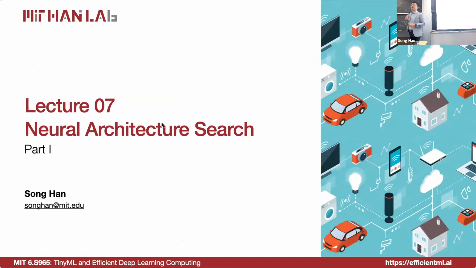So now let's start a new chapter to talk about neural architecture research. So far, we've talked a lot about how to compress an existing model, right? I can prune, quantize it, reduce it, squeeze it. What about we design a small and compact neural net to begin with? Can we design a small and efficient model to begin with?